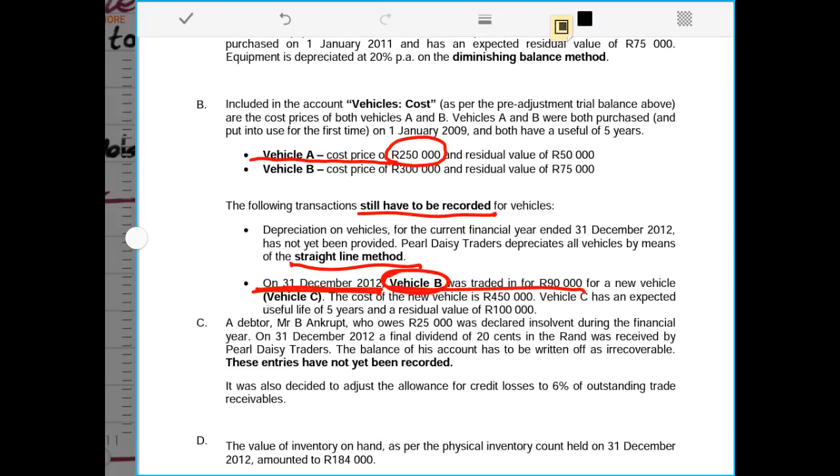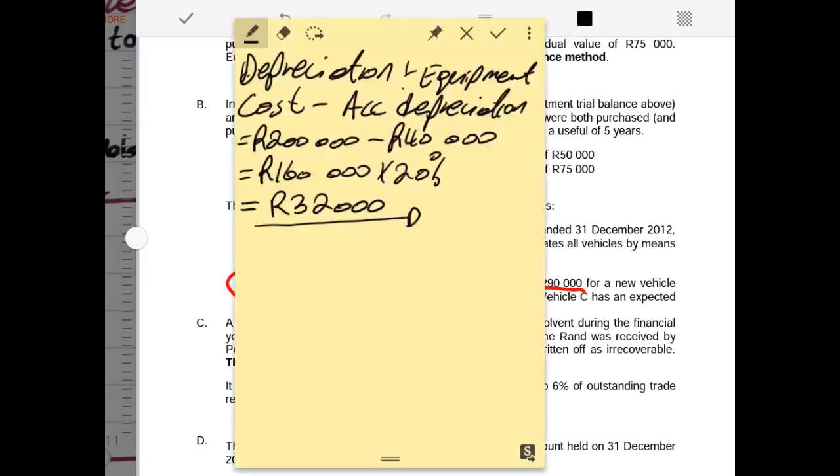However, motor vehicle C was received on the last day of the accounting period. We received motor vehicle C on 31st December 2012, which is the end of the current accounting period. Therefore, we do not record the depreciation for the asset that was bought at the end of the current year. So now let us calculate the depreciation for motor vehicle A and the depreciation for motor vehicle B.